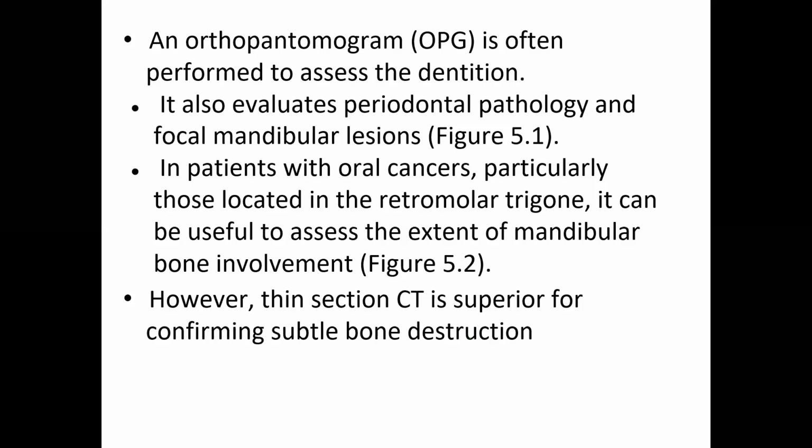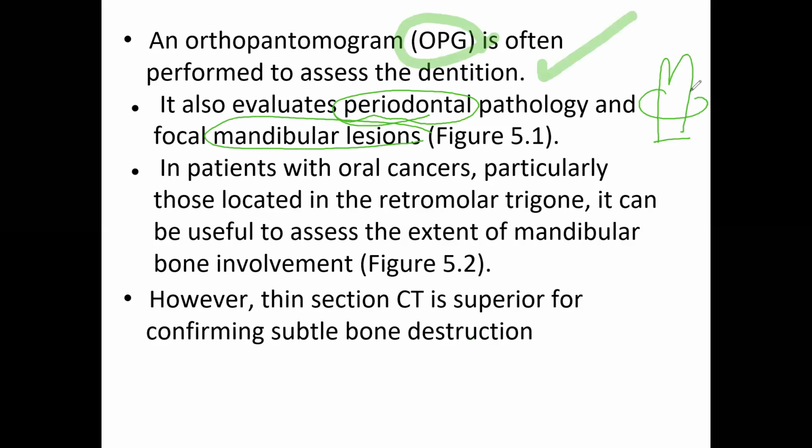You could see here, very importantly, the orthopantomogram. As we have already seen that picture in the previous discussion, especially when you have mandibular lesions, periodontal pathology, that is around the tooth, can be seen. We've seen it in the other pantomogram before. And for oral cancers, you have to go for it, especially in the retromolar trigone region.